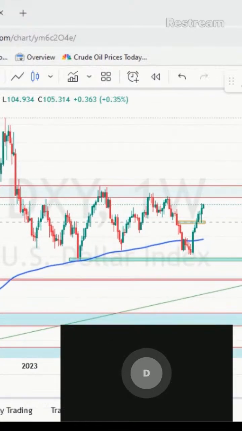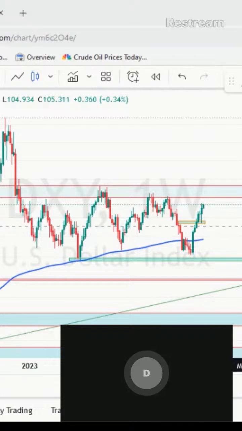Today we're going to start by looking at the DXY, because majorly we trade USD pairs. We need to understand what is happening to the dollar index before we know the direction we're going to go this week. So if you look at the DXY, let's see what is happening for us to know whether the US index is strong or weak.